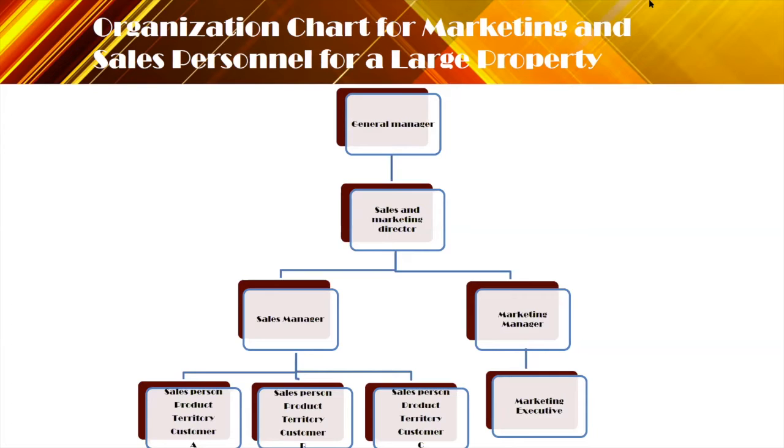And on the marketing side, we will probably have one marketing executive, because the marketing executive does not need to go for sales calls personally to all the offices and various clients. So the work can happen from the office premises. That's why probably one marketing executive would handle all the publicity, the advertisement, and media campaign, everything. So this is the organization chart for a large property of the sales department of a hotel.